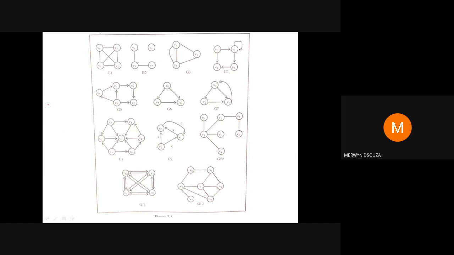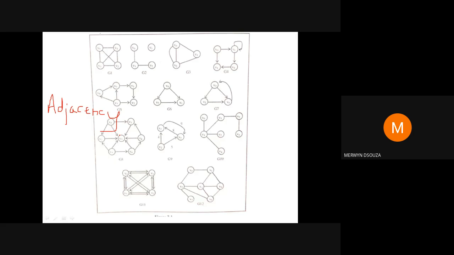Third definition, adjacency. You can note this down. This is very important. Note down the example at least and understand this. Adjacency is a relation between two vertices of a graph. A vertex V is adjacent to another vertex U if there is an edge from vertex U to vertex V.